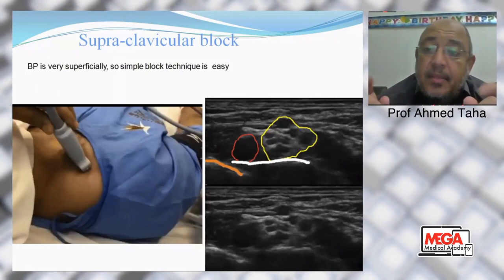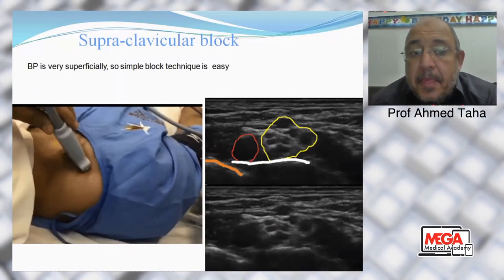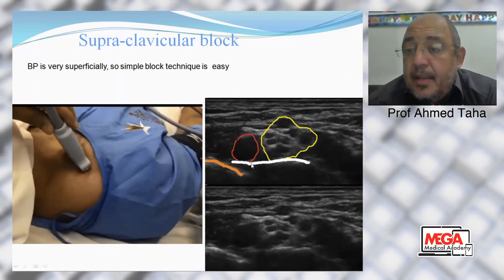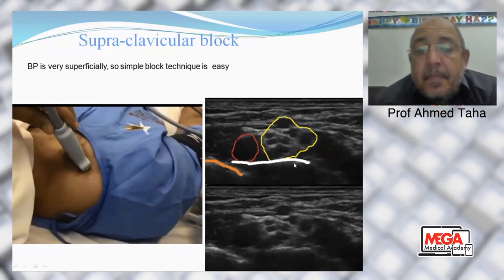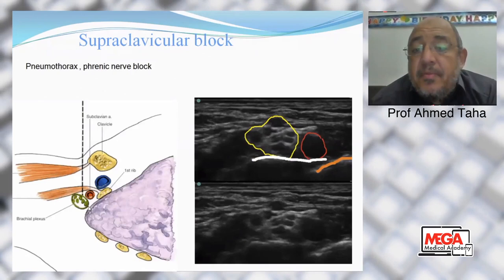The second block here is the supraclavicular block, which is very famous as the spinal of the upper limb, where the divisions of the brachial plexus surround the subclavian artery. And I'm sorry, by mistake yesterday I mentioned that this bone is the clavicle. Accurately, this bone is the first rib. I'm sorry for this mistake I made yesterday. This block is also very successful, and the brachial plexus is very superficial, so technically it is easy. However, it has a big problem: the lung and the pleura are very close to the brachial plexus.